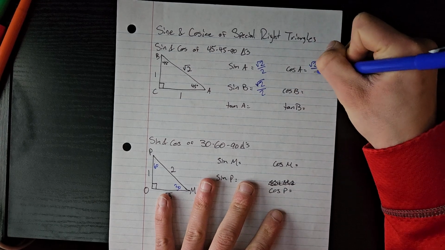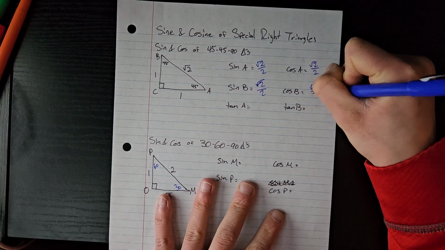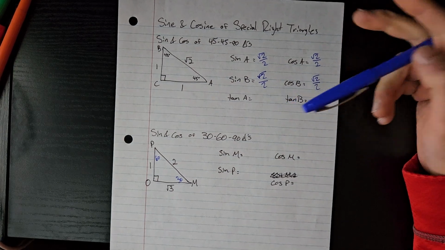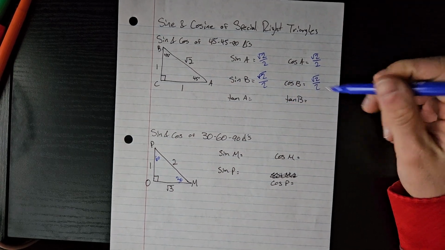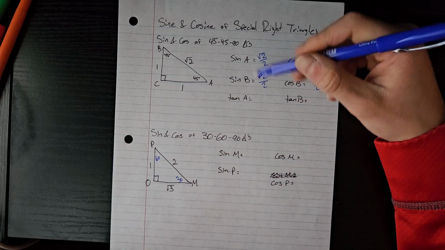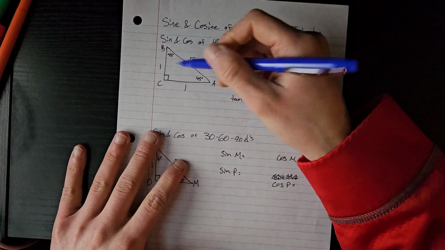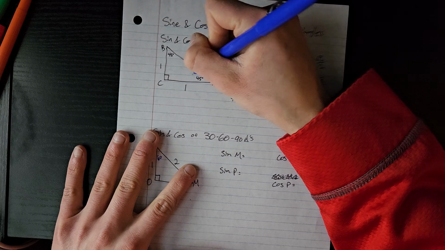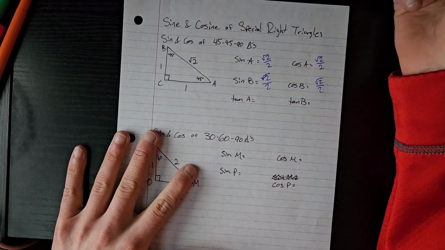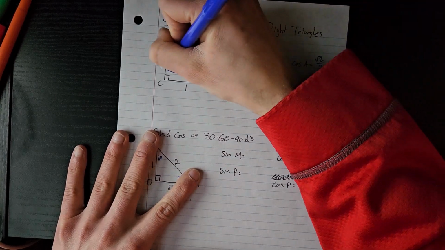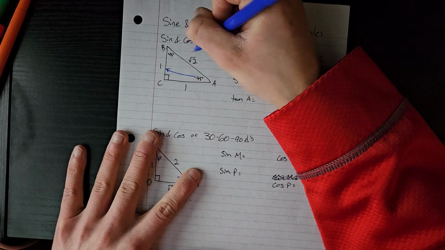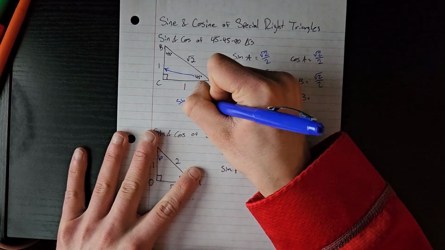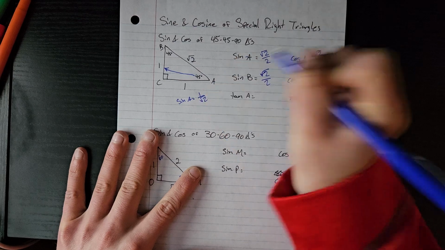For all of cosine and sine, we are working with the square root of 2 over 2. How do we get the square root of 2 over 2? We'll do an example of it. Let's just say we're going to do the sine of A. The sine of A is the opposite side length over hypotenuse. The opposite side is 1, and the hypotenuse is square root of 2. So sine of A is equal to 1 over the square root of 2.